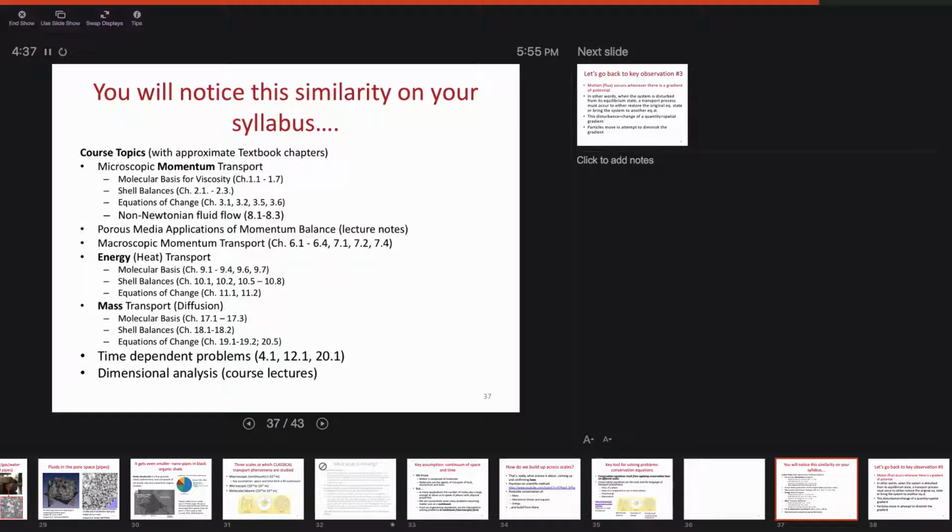Then we will sometimes spend some time on time-dependent problems for all three types of transport. Okay? And the equations we're solving in this case will be basically the same, it's just how do we interpret them physically. And finally, we will conclude with dimensional analysis.